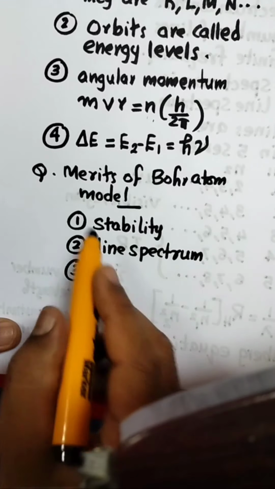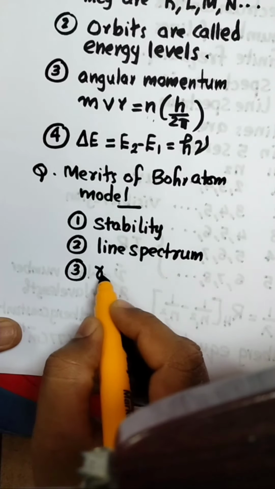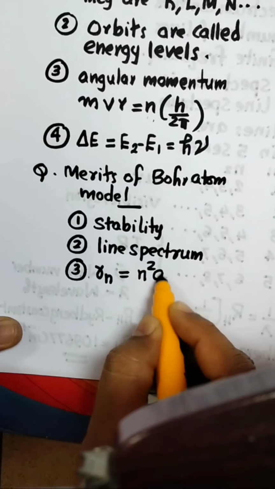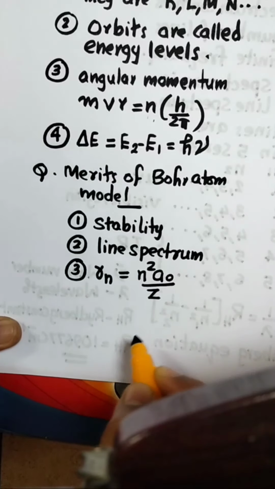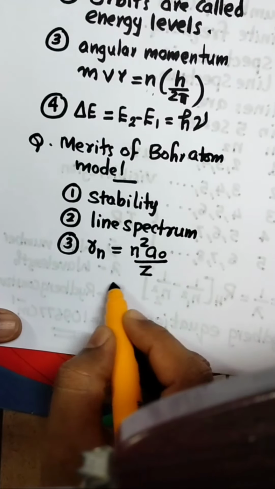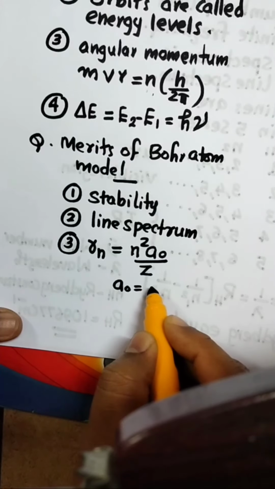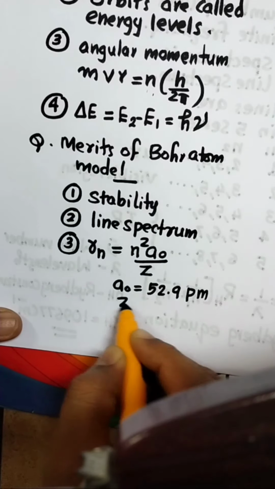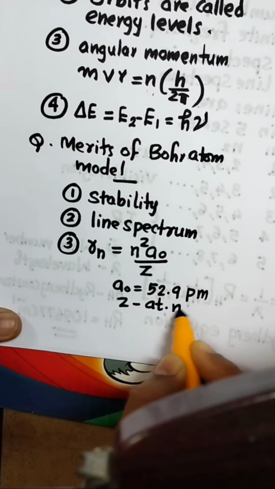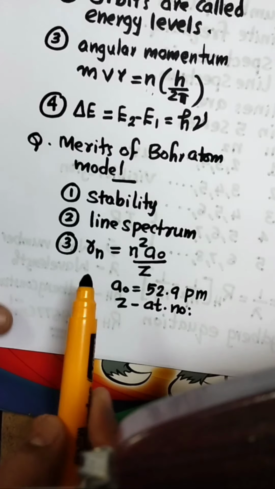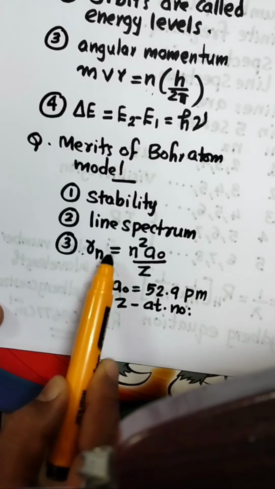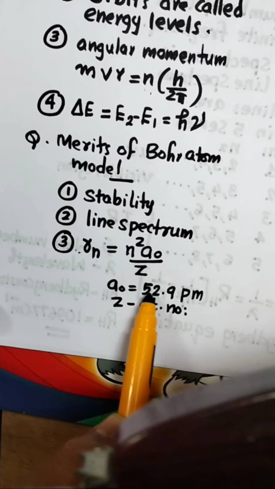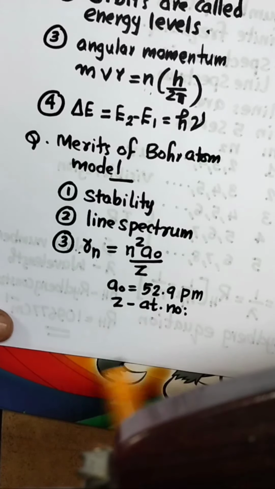Third point, this Bohr atom model is used for finding out the radius of orbit, Rn equal to n square a0 by z, where n is the number of orbit. A0 is called Bohr radius and its value is 52.9 picometer. Z is atomic number. It is used for calculating radius of orbit Rn equal to n square a0 by z.